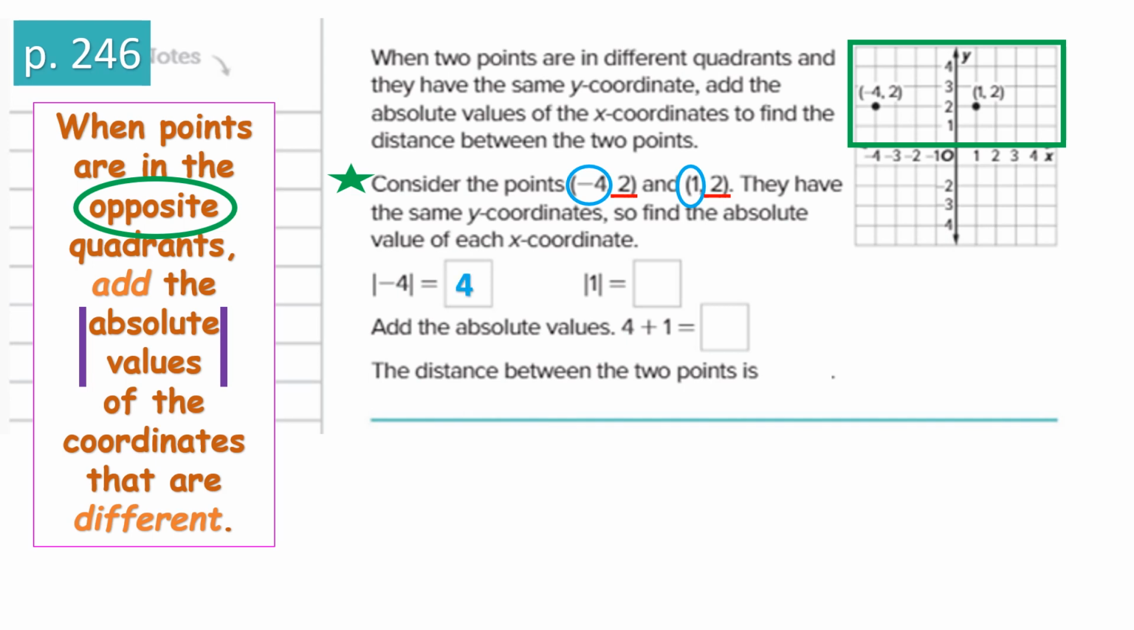The absolute value of negative 4 is 4, and the absolute value of 1 is 1. So 4 plus 1 is 5. What that is meaning is that if I go from negative 4 up to 0, right, my y-axis, then I've gone 4 steps. And then I go one more step to go to positive 1. So it makes sense that if I am counting the units or the blocks, I would be going 5 different blocks, or 5 units would be the correct label.